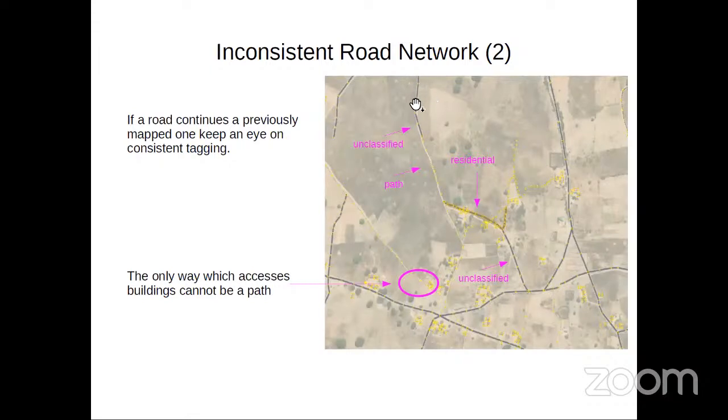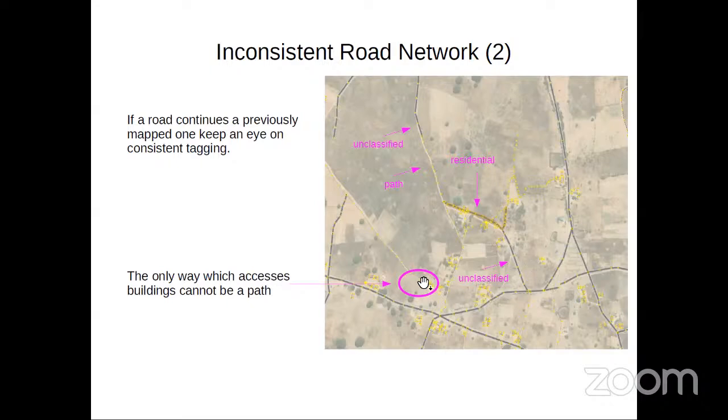Another part of an inconsistent road network where one road changes its classification pretty often. It comes in here as an unclassified road, turns into a path down here, then turns into a residential before becoming unclassified again. Of course, make the whole line here unclassified. That's what it should be.